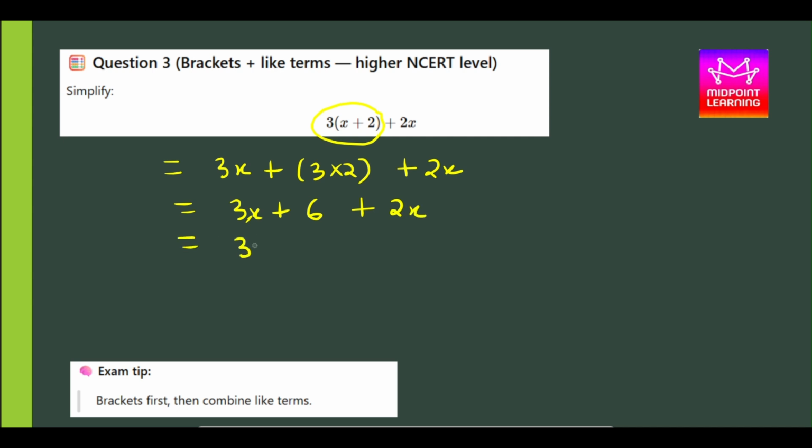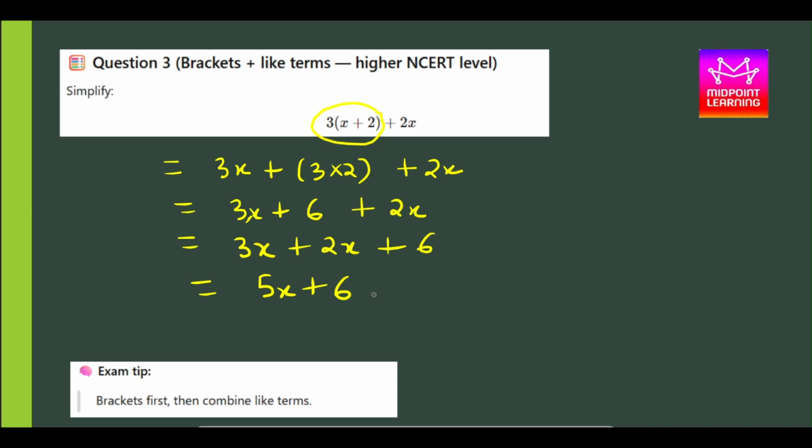Now we have to combine or group the like terms. 3x plus 2x and then plus 6, right? 3x plus 2x is 5x plus 6. So we solved this question, and if you have got this question right, I would say excellent. This is a solid NCERT class 7 level work, right?